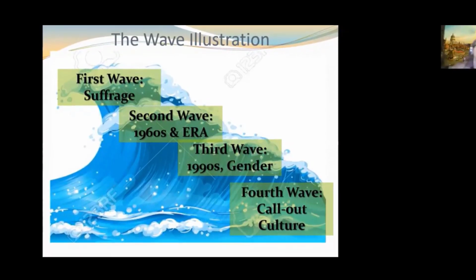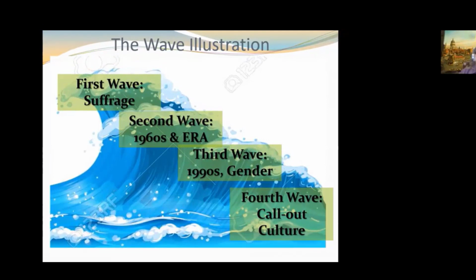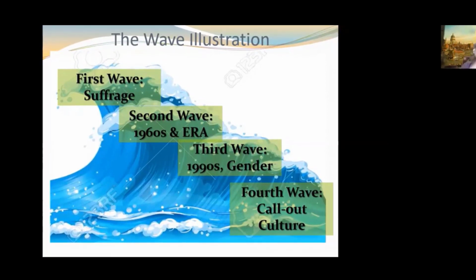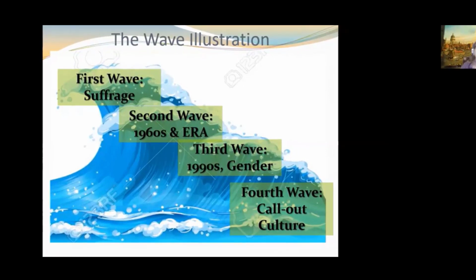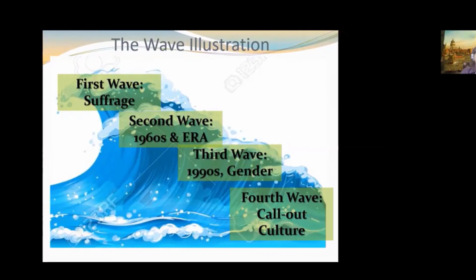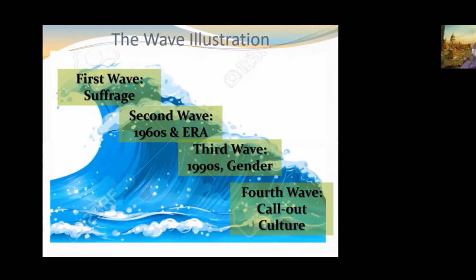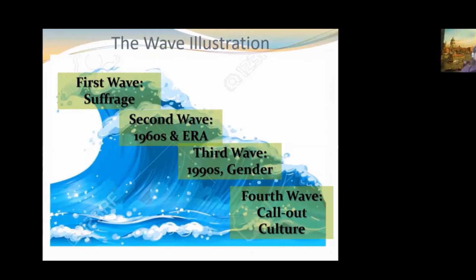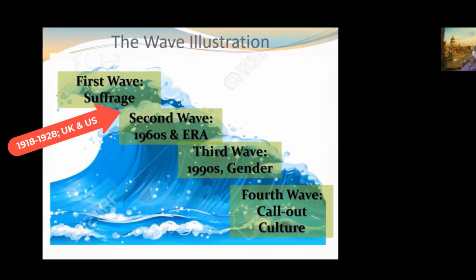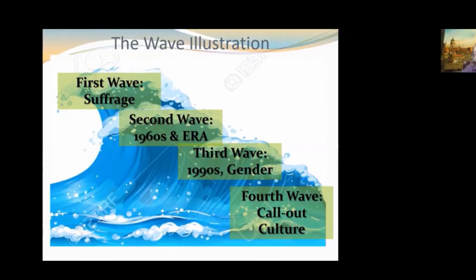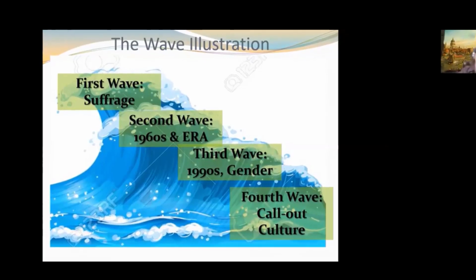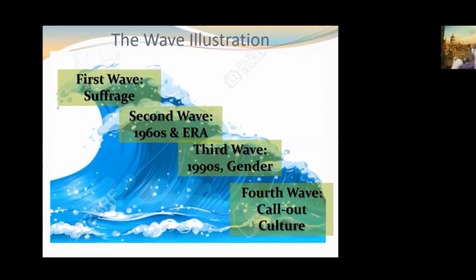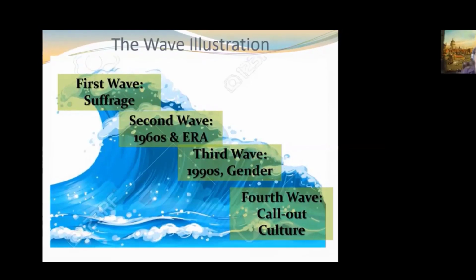And so often the illustration that's given is the waves, that the first wave is suffrage in the 19th century until the vote comes in, at least in Britain and the United States: 1920 in the United States, and 1918 and 1928 in Britain. And then the second wave is 1960s and ERA. And it's also another wave of suffrage because you've got some places like Switzerland and Sweden, which don't give women the right to vote until 1970.